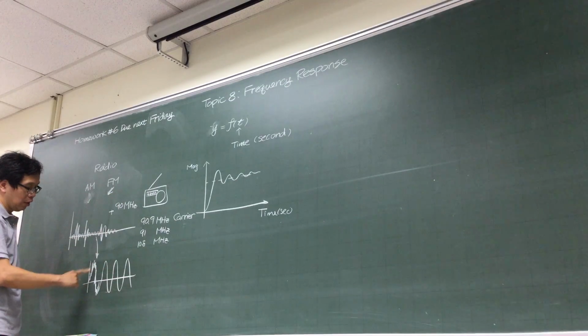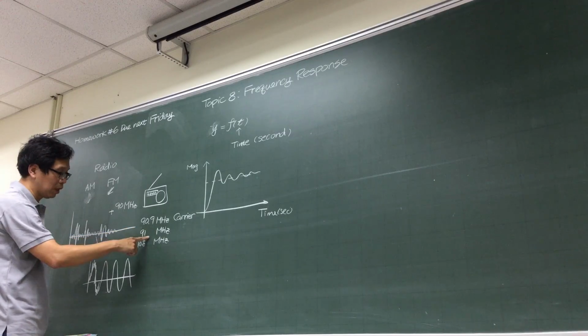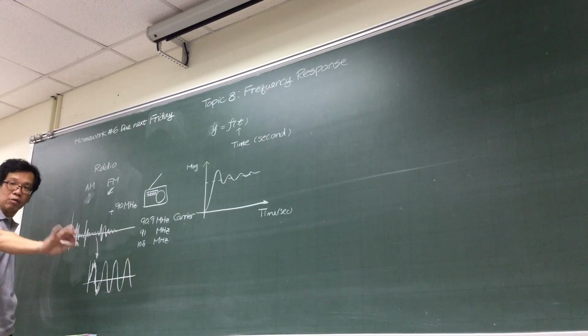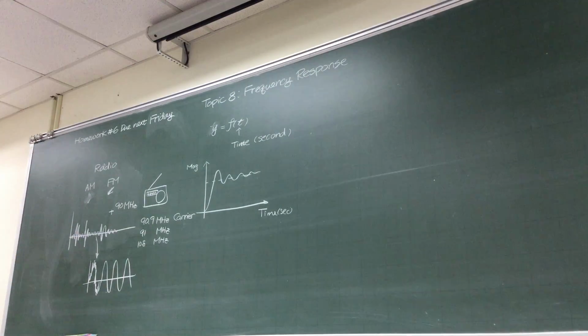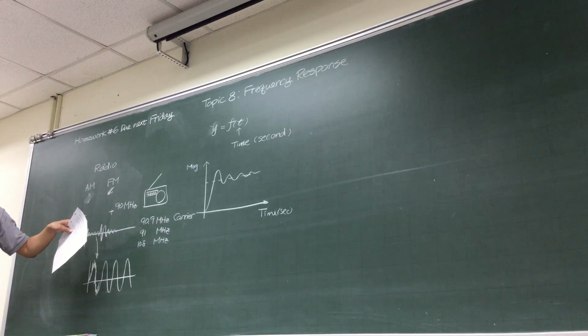So over here, if you use this signal minus 90.9 megahertz, minus 91 megahertz, anything faster than that, just filter it out. Then you can get your waveform out of the signal received. Okay, so this is part of our system.